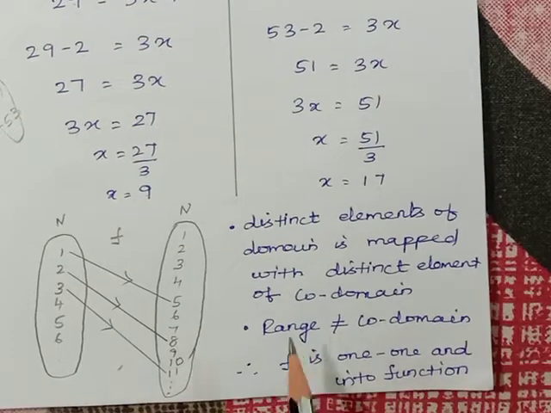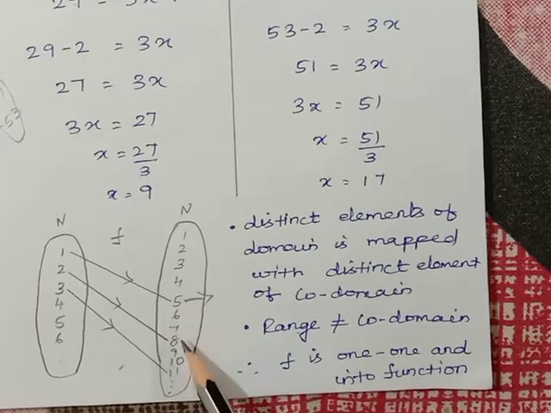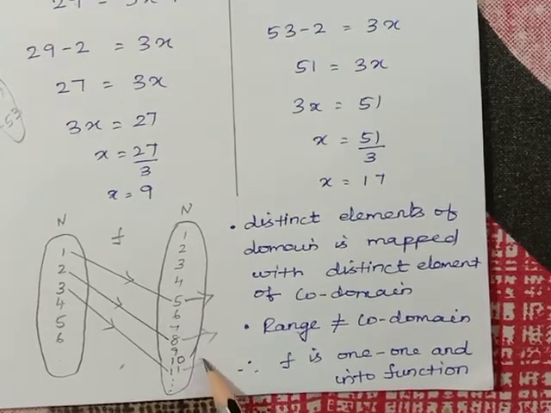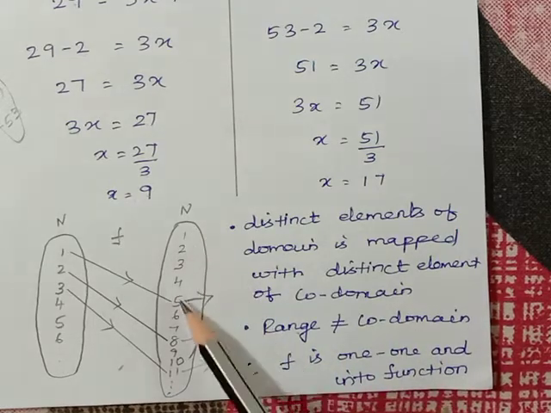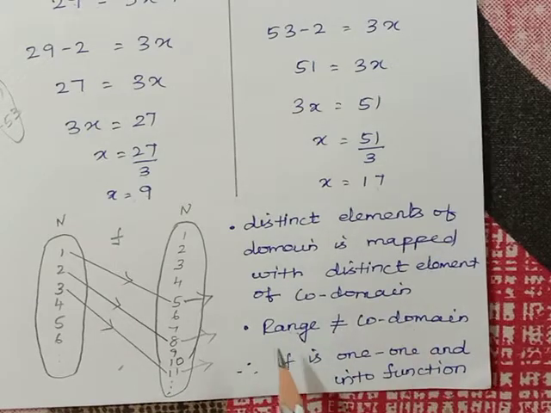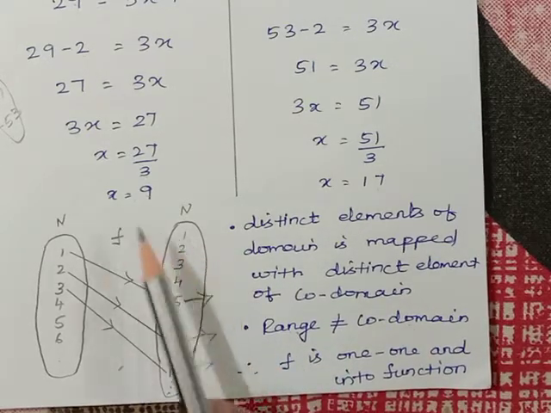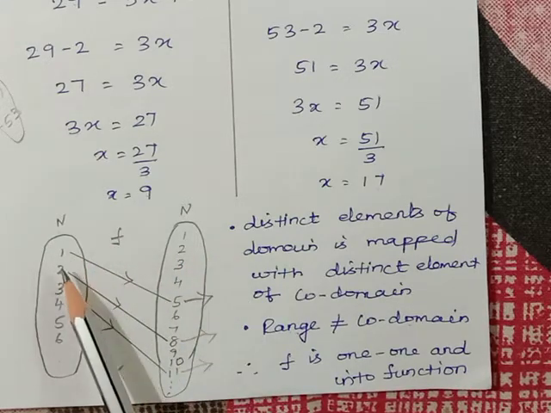And we'll find the range. What is the range value? The range value is 5, 8, 11. This is the range. What is the value of the codomain? 1, 2, 3, 4, 5, 6 and so on. Range is not equal to codomain. Otherwise, 1 in the codomain does not have a pre-image, 2 in the codomain does not have a pre-image.